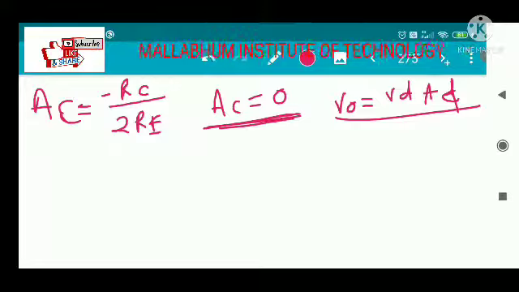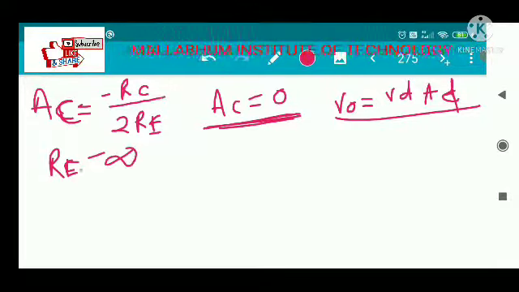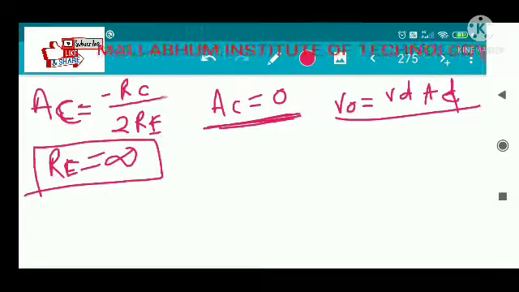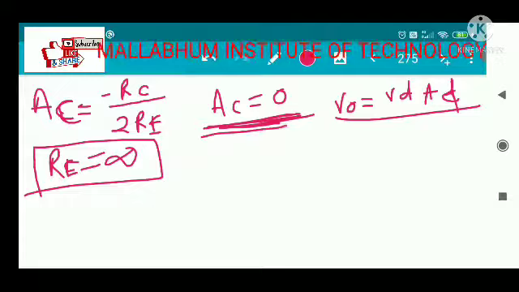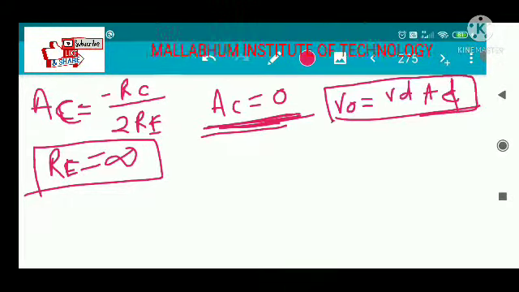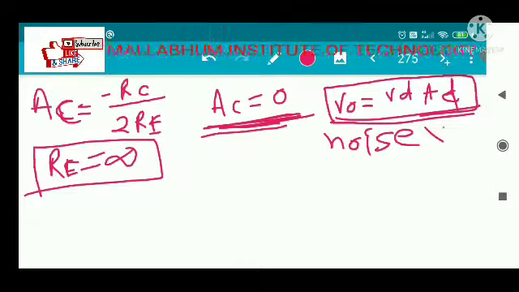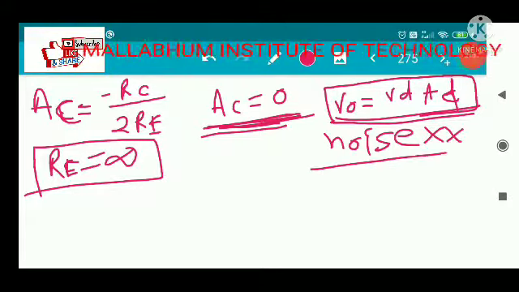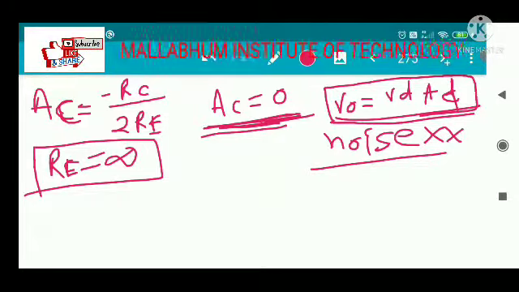So for that purpose, what measure can be taken? RE tends to infinite. So if RE, the emitter resistance, tends to infinite, then your AC will be equal to 0. And if AC is equal to 0, then the differential amplifier is a perfect differential amplifier. So V0 equal to VD into AD. Your noise signal will be cancelled properly. So that is your main desire.